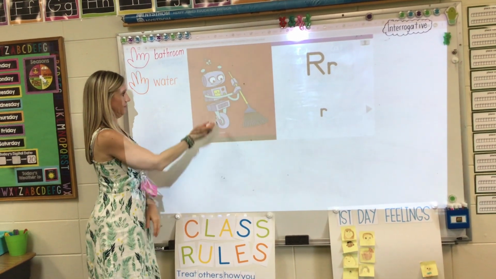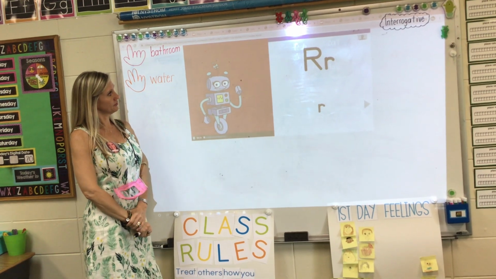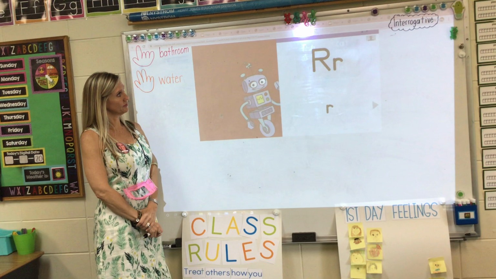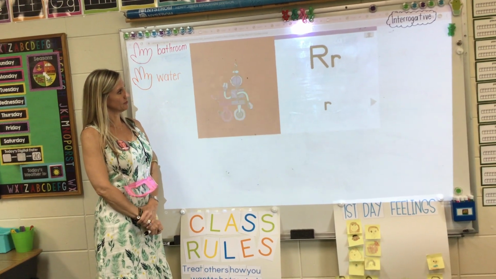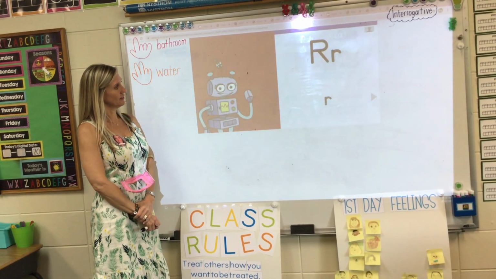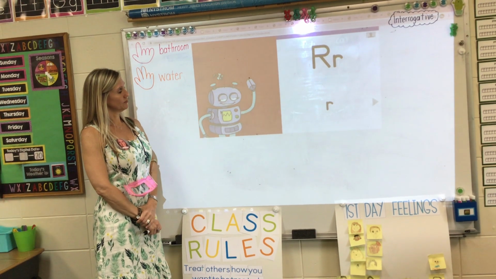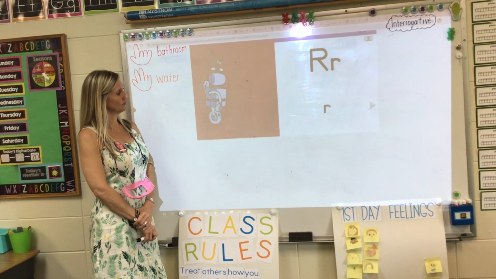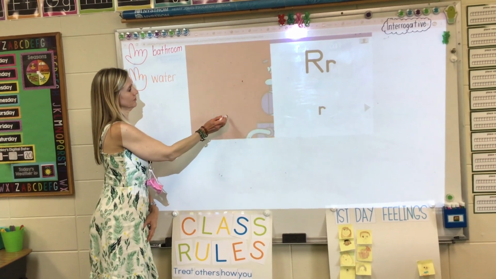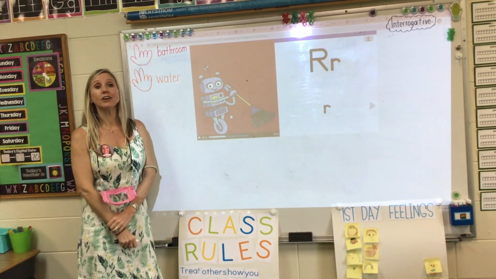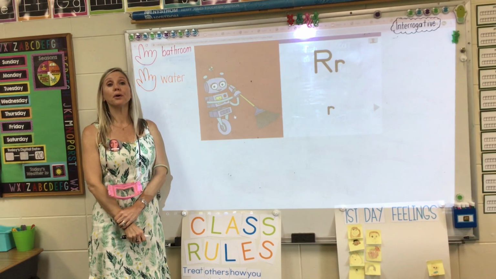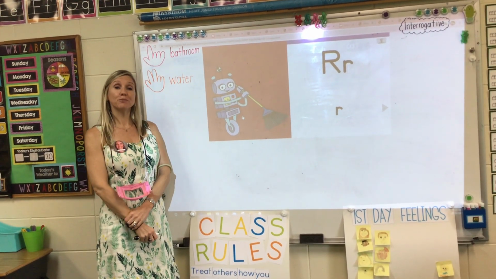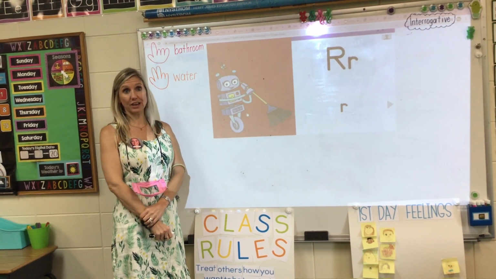Letter R. Robot. Little Rosie Robot just runs and runs and runs. She races round and round to get her chores all done. Here's how Rosie sounds when she's working. All right, letter R says rrr, not ra. So make sure you're making that correct sound when you think of letter R.